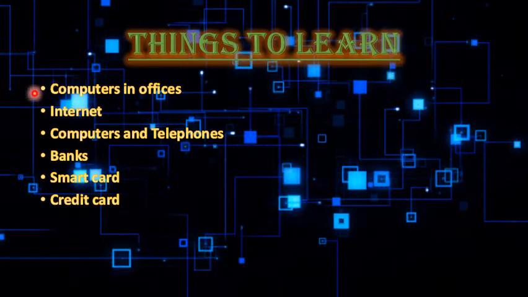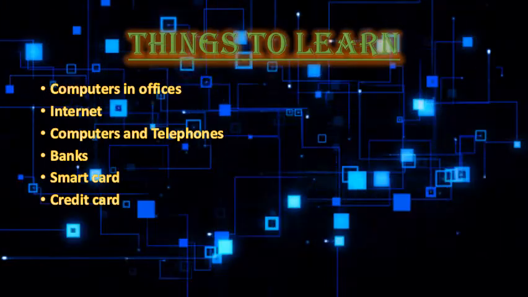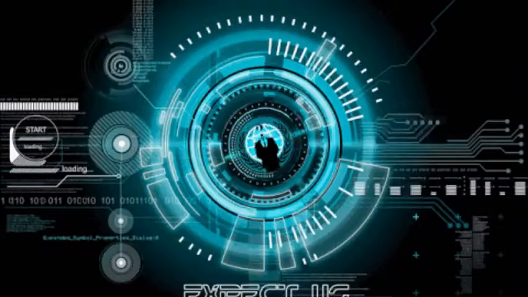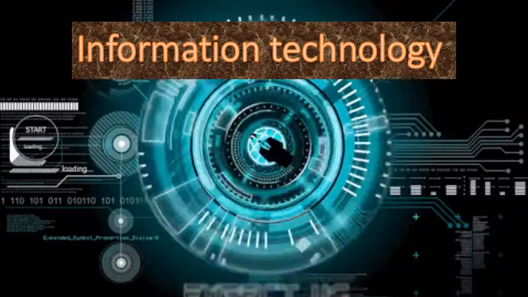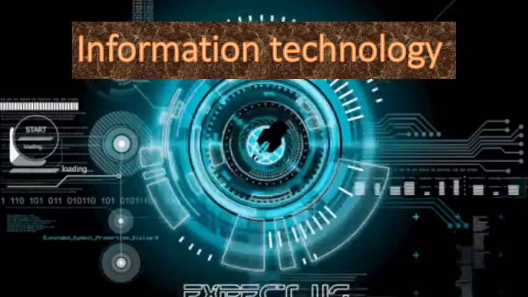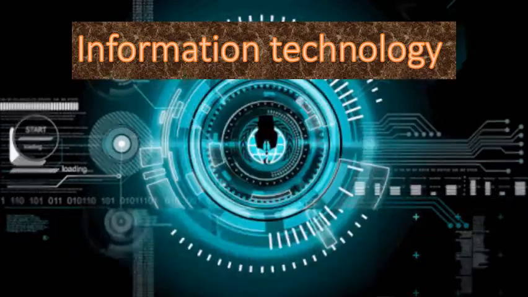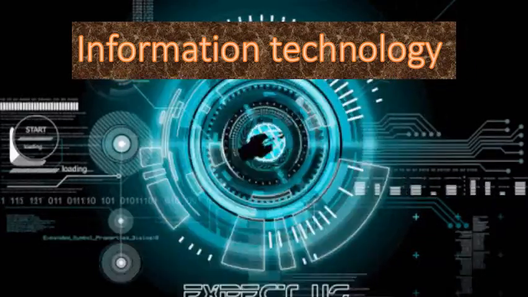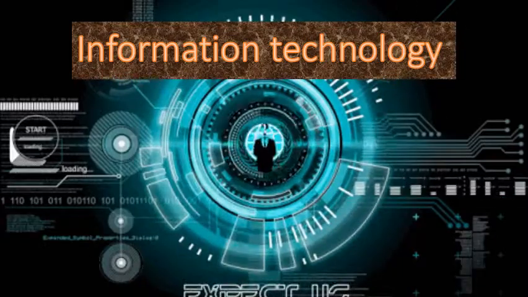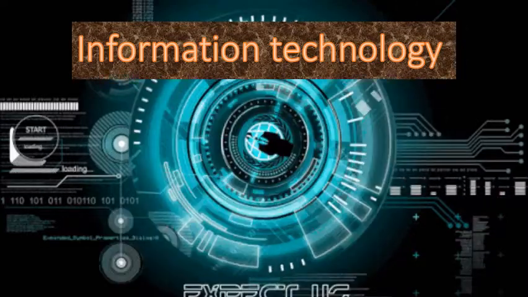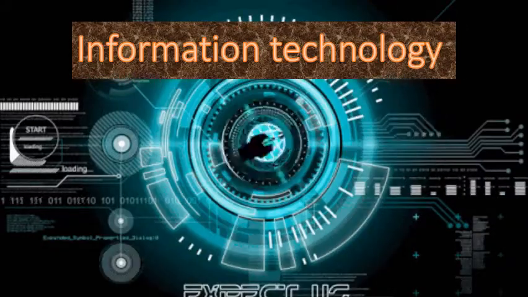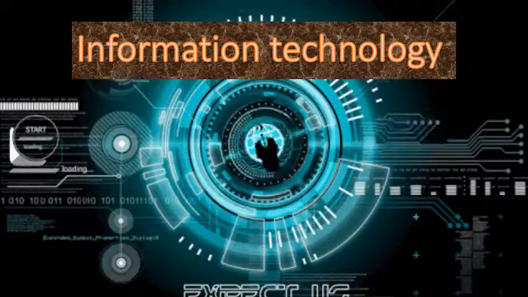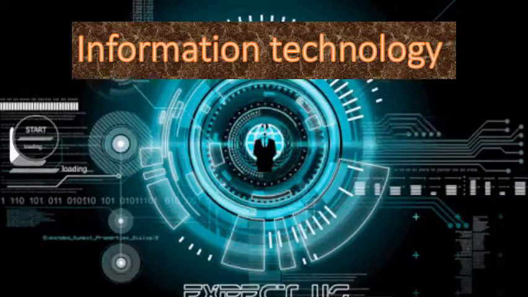So let's begin with the very first thing, computers in offices. Before knowing about information technology, let's discuss technology. Technology refers to the use of tools, machines, materials, techniques, and sources of power to make work easier and more productive. Science is concerned with understanding how and why things happen, and technology deals with making things happen. And here we are concerned with information technology.